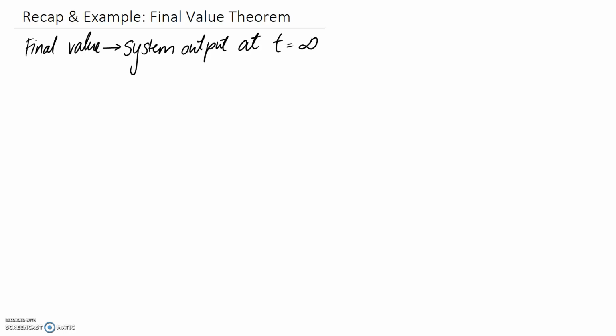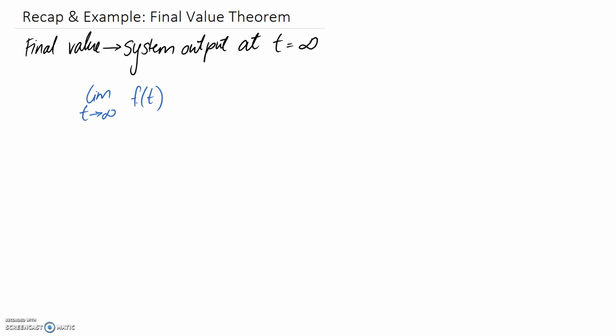So in this video, I'm going to go through a quick recap of what final value theorem is, and then we're going to do an example. So the final value is the system output at time equals infinity. So you run this system all the way to the end of time, and you figure out what its output value actually is. There's an equation that we can apply for this, which involves the limit as t goes to infinity. And for this, we need to use our output function as a function of time. So that's what the t in here means.